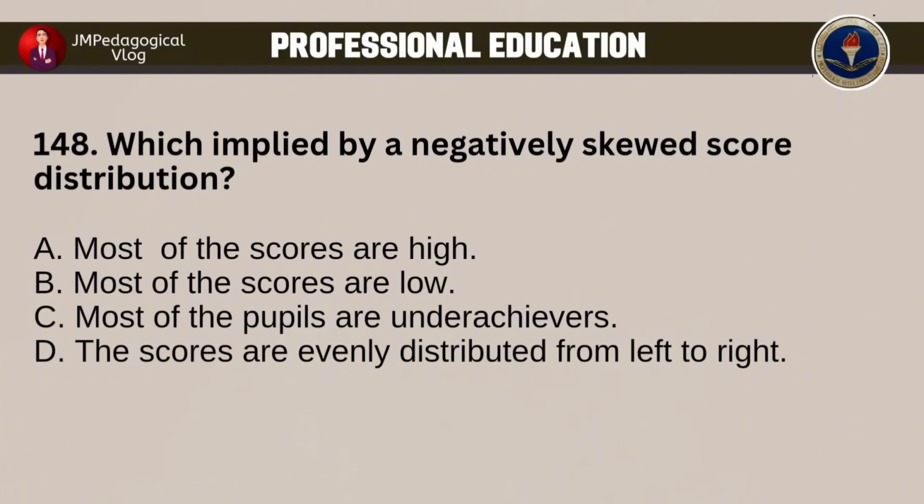148. Which is implied by a negatively skewed score distribution? A. Most of the scores are high. B. Most of the scores are low. C. Most of the pupils are underachievers. D. The scores are evenly distributed from left to right. A. Most of the scores are high.